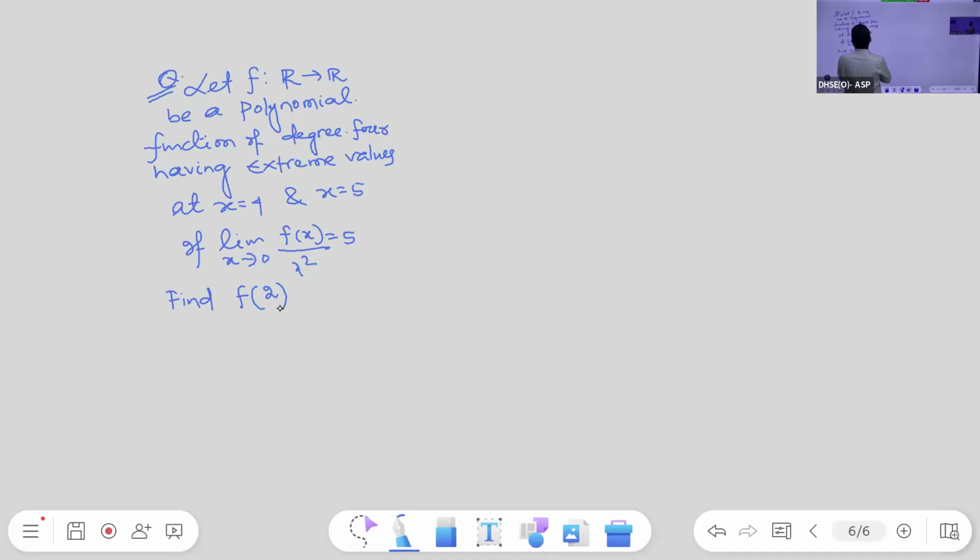First, see what data is given. Let f be a polynomial function of degree 4. That means f of x is equal to ax to the power 4 plus bx cube plus cx square plus dx plus e. Another data given: having extreme values at x is equal to 4 and x is equal to 5.